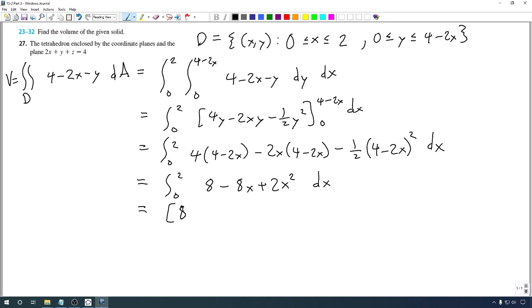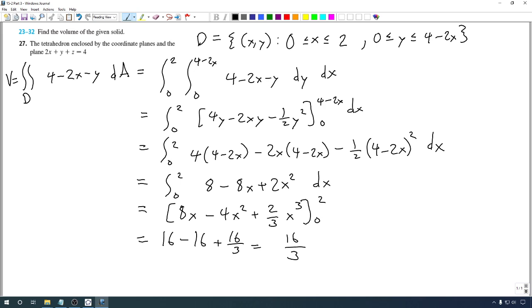Integral of 8 is 8x. This time we're integrating with respect to x, remember. Negative 8x becomes negative 8x squared. And then we have 2/3 x cubed from 0 to 2. That means we have a 16 minus another 16, and then this one becomes 16/3. In other words, those 16s cancel each other out. You get 16/3.